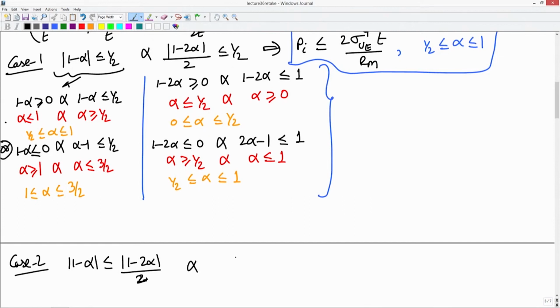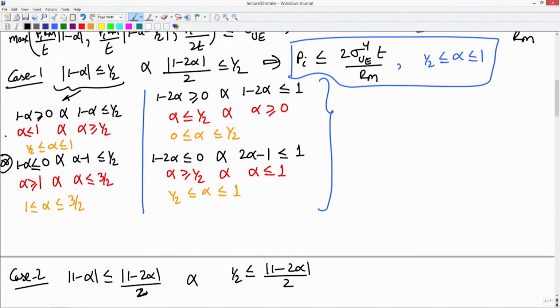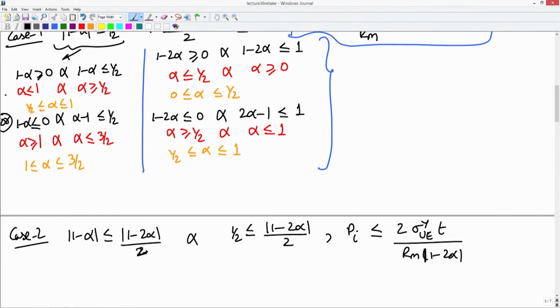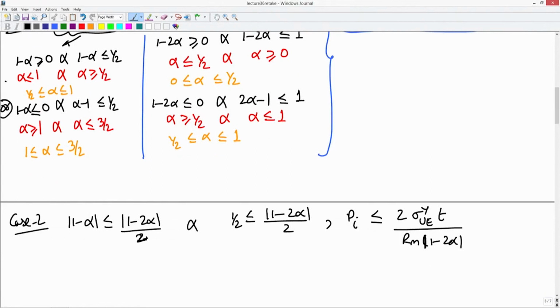and 1 half must be less than or equal to absolute value of (1 minus 2 alpha) by 2, right. So, reverse of that condition. Again if this were to be true then Pi should be lesser than or equal to 2 times sigma y u e t divided by r m into absolute value of 1 minus 2 alpha. Let us resolve what that absolute value is when we give the restriction on alpha.